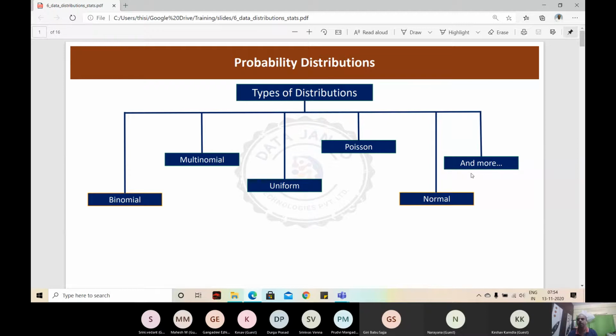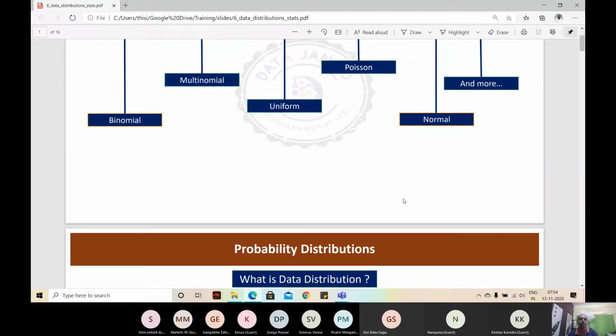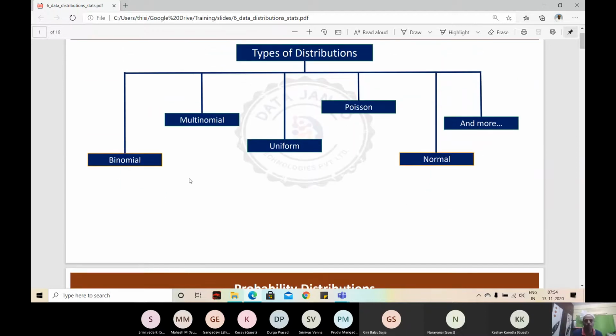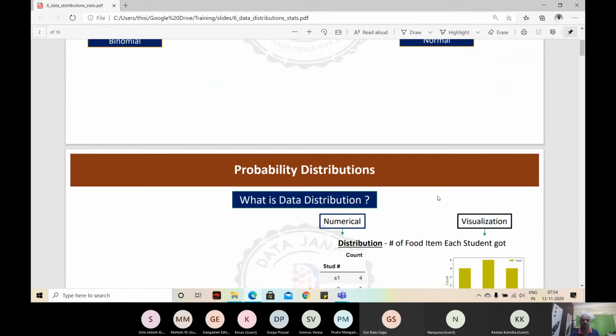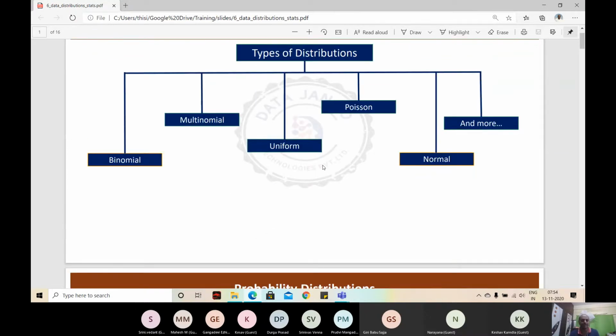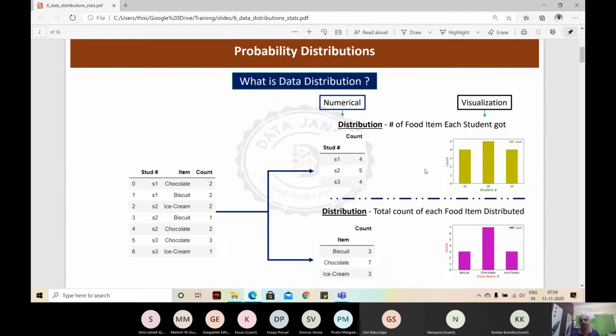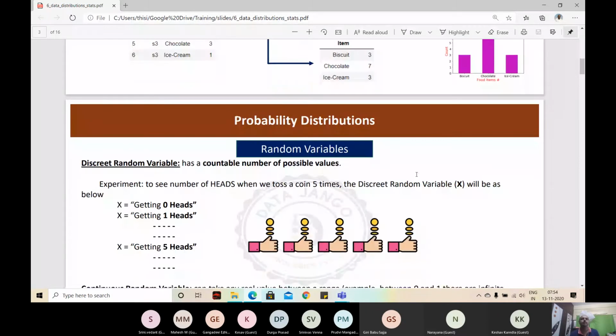And then normal. And there are many, 18 distributions are there. But if you know normal distribution, that's good enough, I would say. The rest are not a big deal. We can learn. If you understand binomial and normal, that is good. So I'm going to cover binomial and normal.